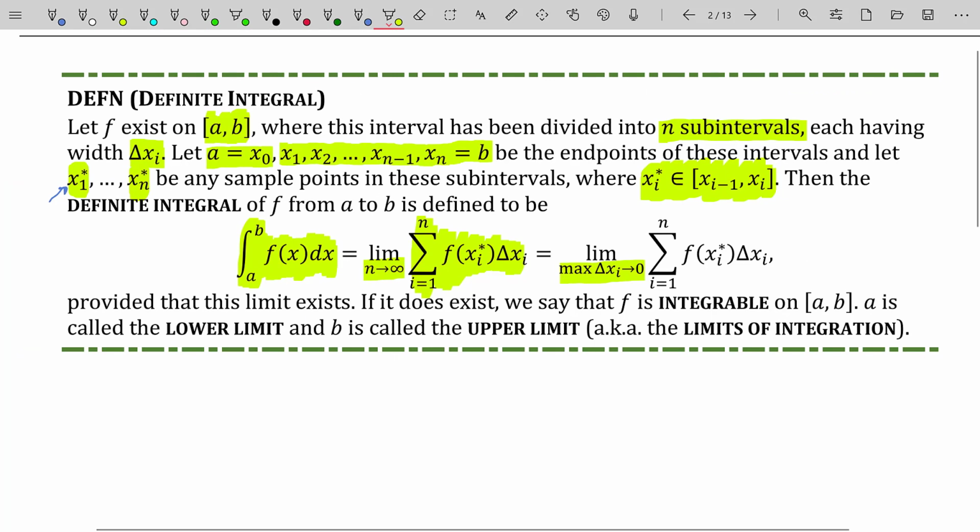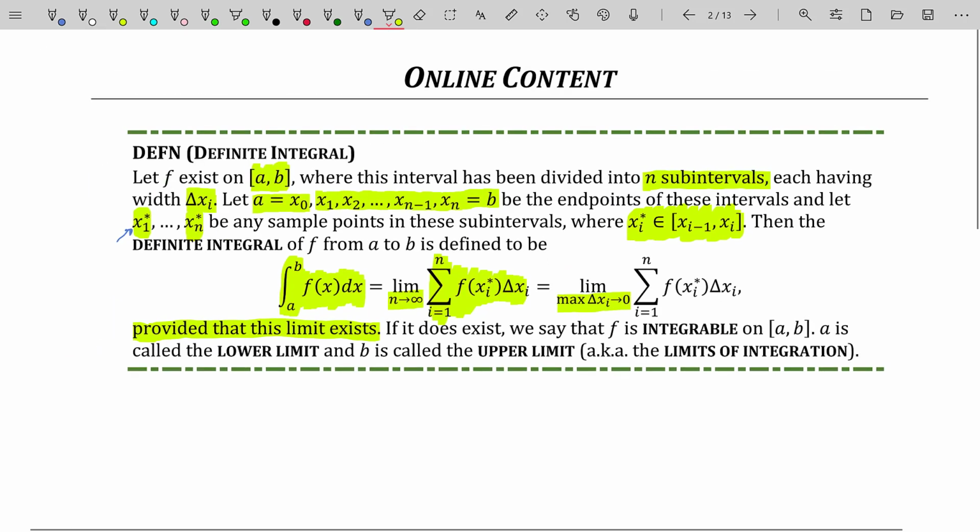All right. Notice that this definition is true provided that this limit exists. That is the caveat throughout all of calculus, that some limit statement is true provided the limit exists and is finite. If it does exist, we say that f is, wait for it because it's hard for me to say this word, integrable on the closed interval from a to b. a is called the lower limit, b is called the upper limit. They're also known as the limits of integration.